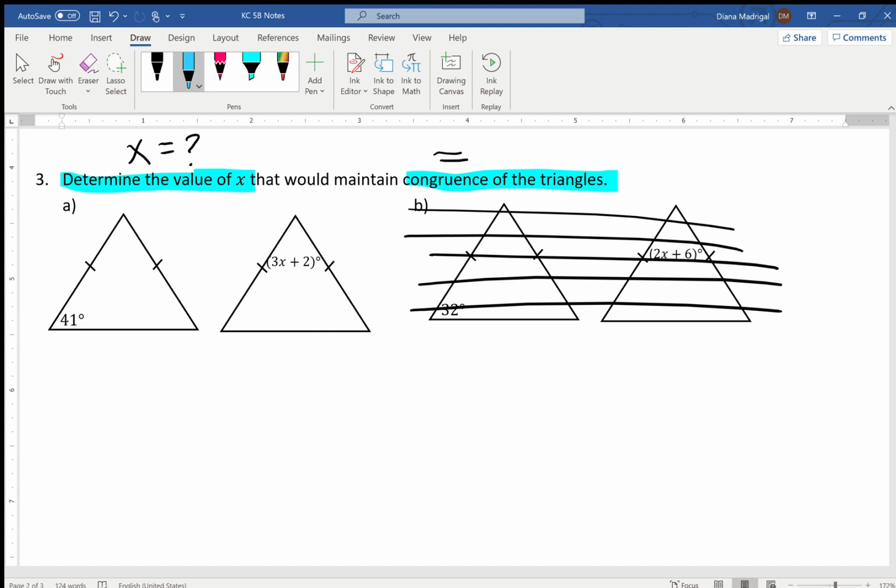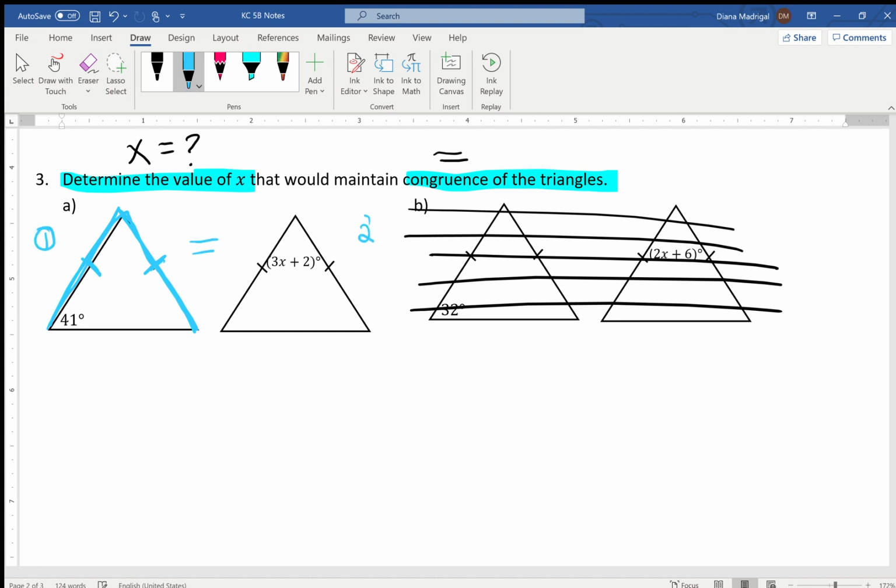First thing is that I notice that these two triangles are isosceles. How do I know that? Because they have this little dash mark on the sides. That dash mark is letting me know that this side is equal to this side. This is your first triangle, and don't forget that they're congruent, so they're equal to each other.